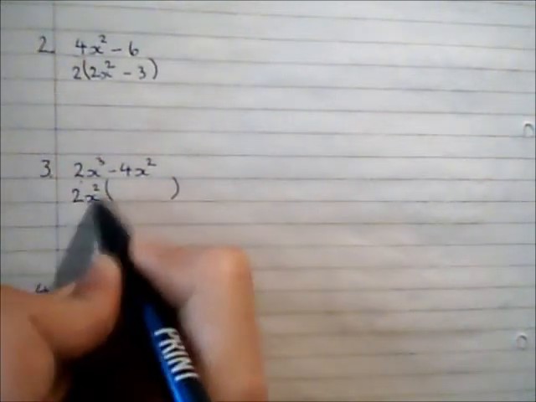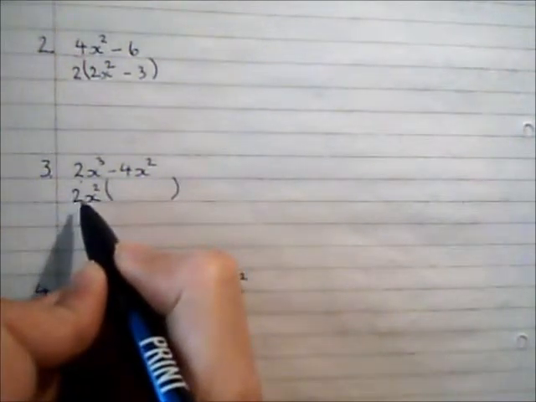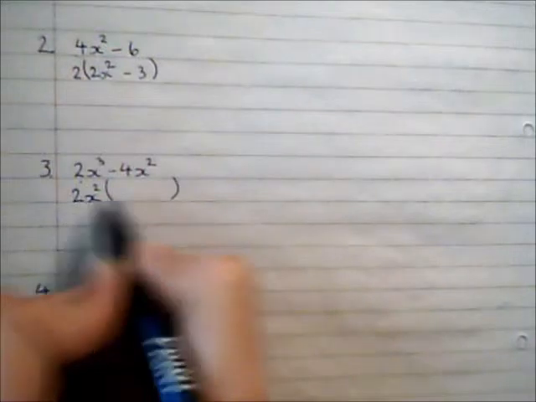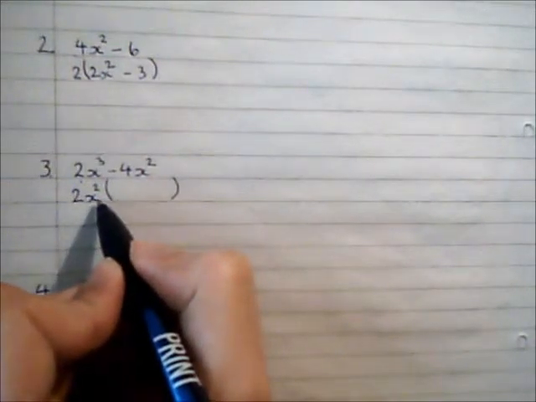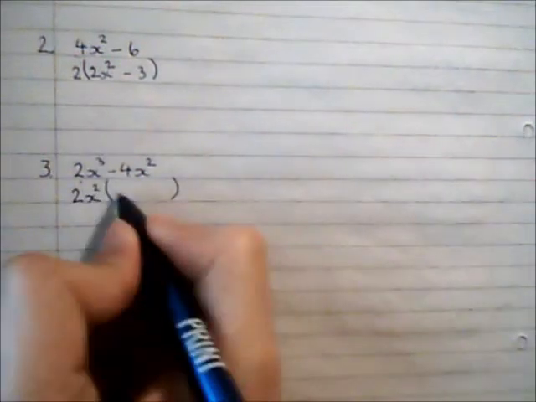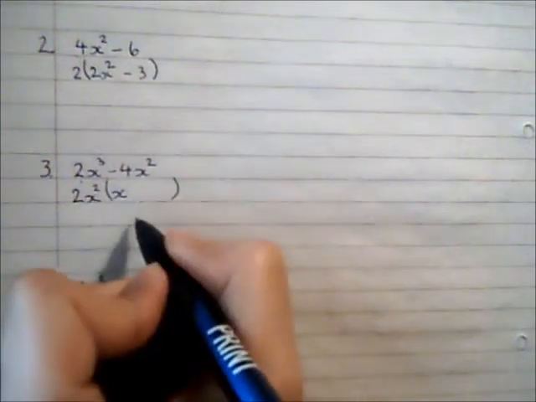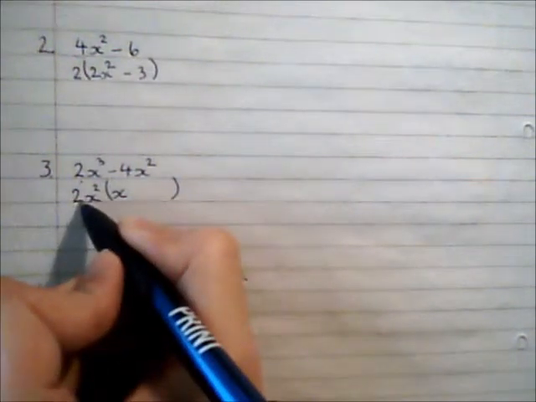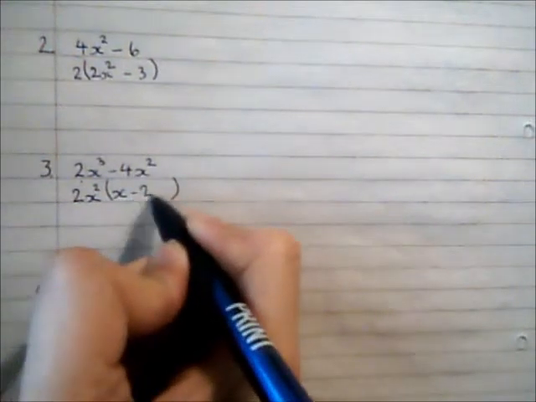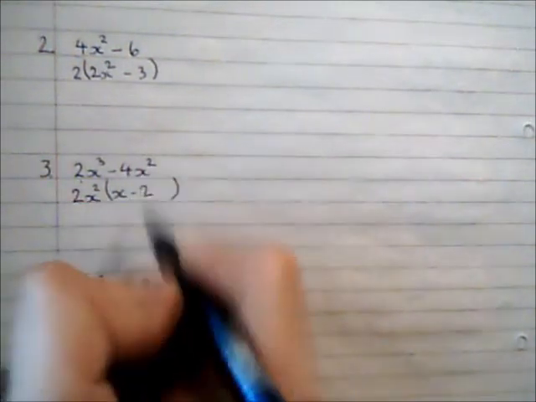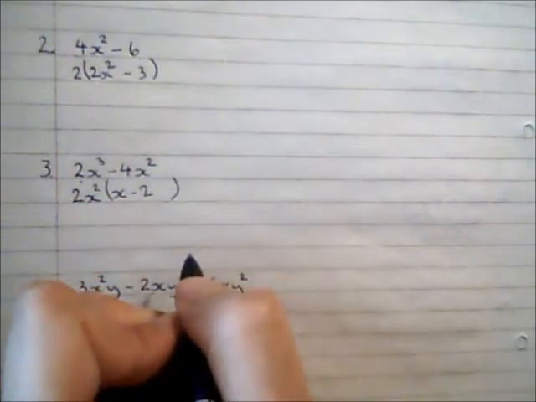Now what must 2x squared be multiplied by to make 2x cubed? Well, I've already got the 2, so I don't need another number in here. And then what does x squared need to be multiplied by to make x cubed? Just a single x. And then I do the same for the next bit. So what must 2 be multiplied by to make negative 4? Well, that's negative 2. And what must x squared be multiplied by to make x squared? Well, just 1, so I don't need to put any more x's in.